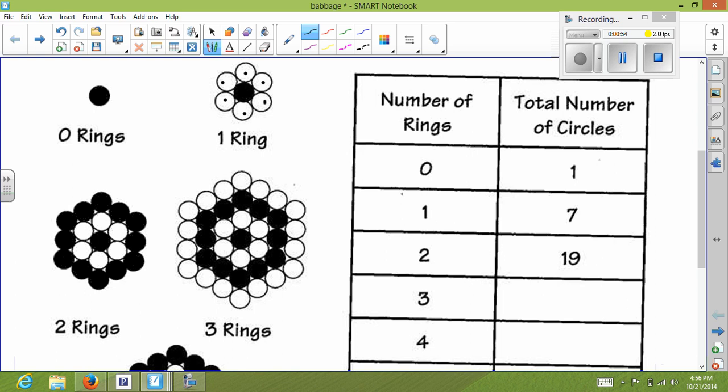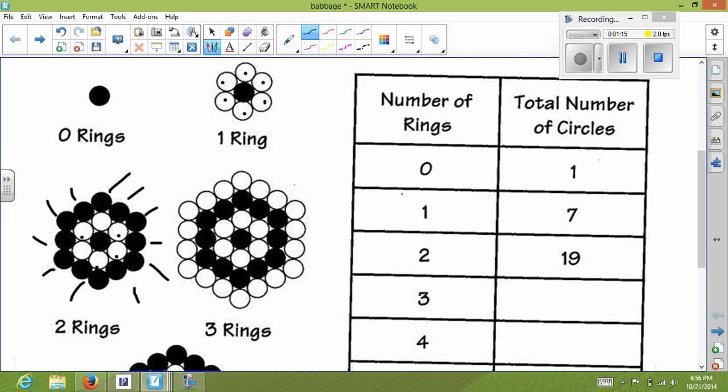And then if we go to the next ring, it's got an additional 1, 2, 3, 4, 5, 6, 7, 8, 9, 10, 11, 12, which would give us a total of 19 circles in the whole thing. So we've got 12, 13, 14, 15, 16, 17, 18, and then that 19th one. And so what Babbage did was he looked at it.